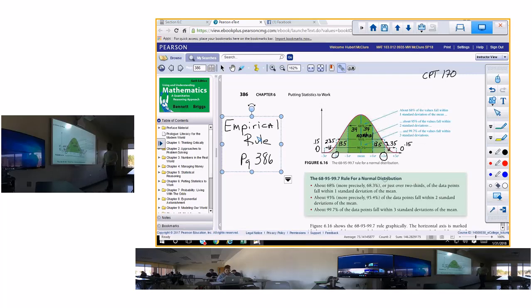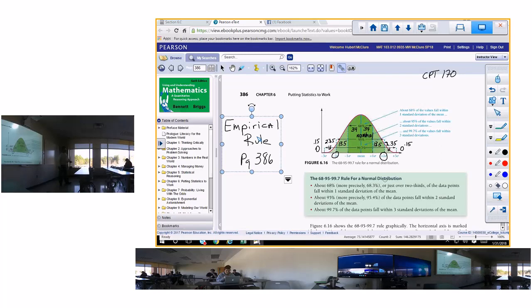In 99.9% of your books, if you go into a probability and statistics class at BFE University, it's going to have those percentages. It's also going to be called the Empirical Rule. All right? So make sure you learn those percentages.